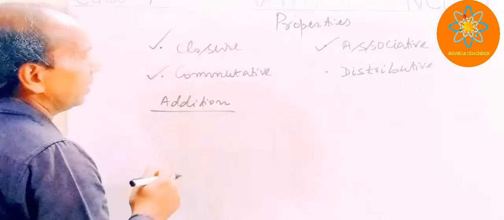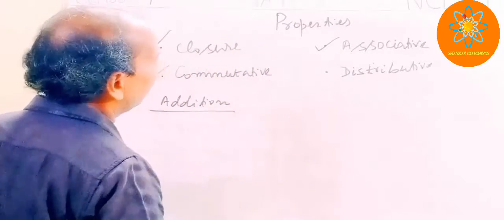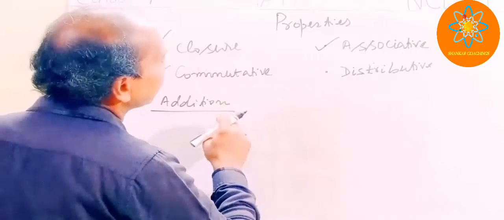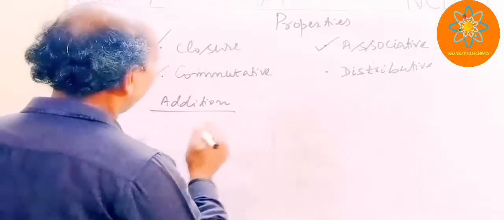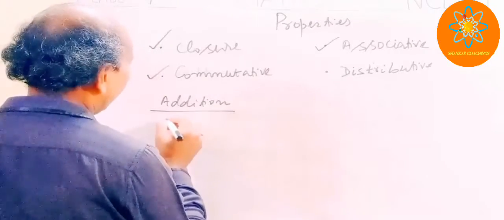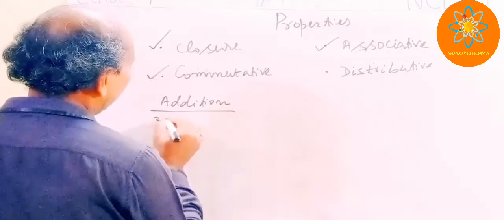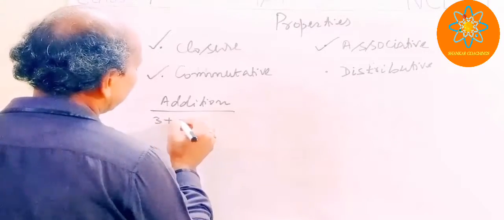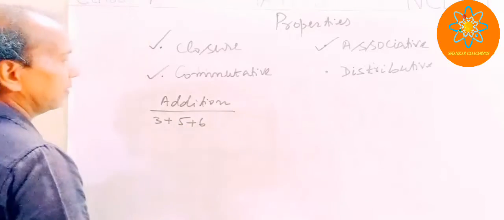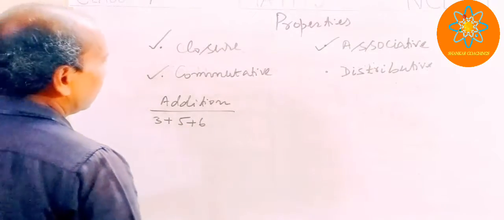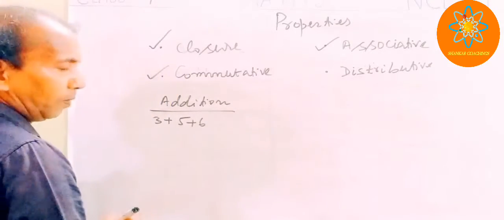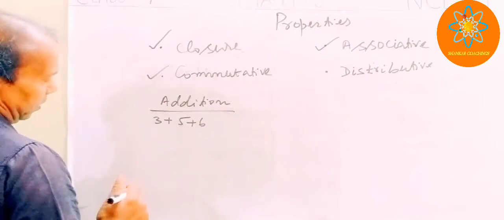So for the addition case, let's check whether this property is true for integers. Suppose I am taking the three numbers 3 plus 5 plus 6. In the case of associativity for addition, you can make the addition in two ways.